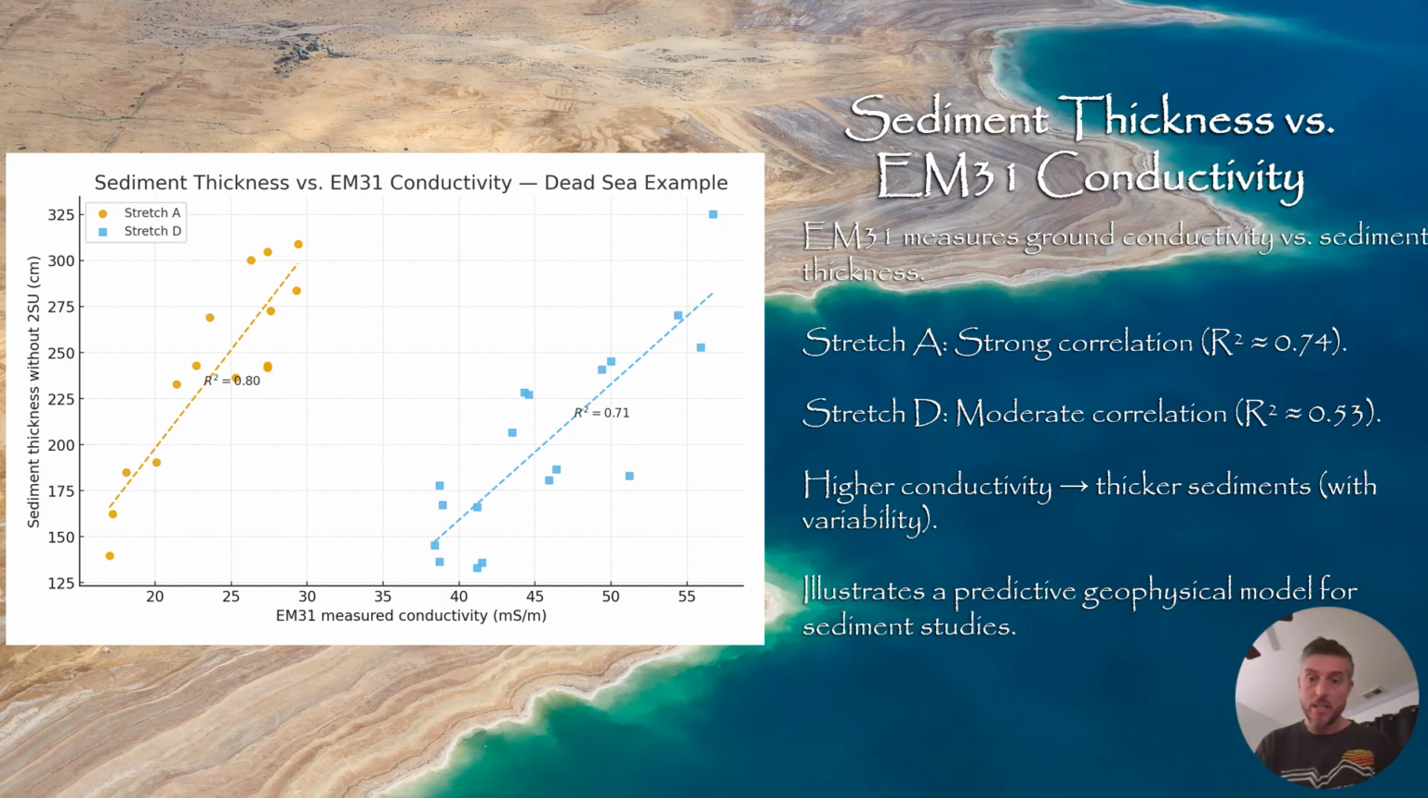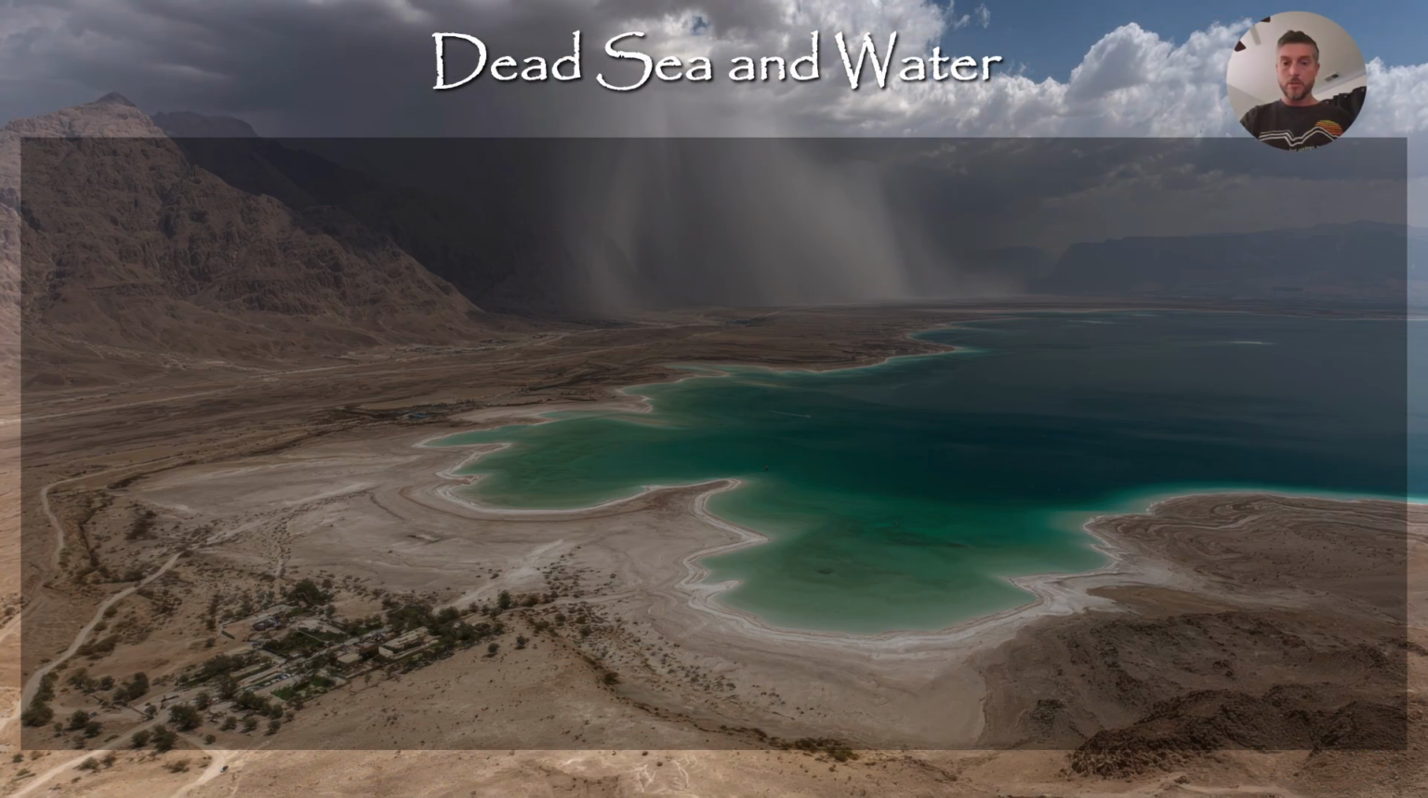Stretch A on the left has conductivity values ranging from approximately 15 to 30 and exhibits sediment thickness between 150 and 400 centimeters. So this strong correlation suggests that conductivity is a reliable predictor of sediment thickness in this area. Stretch D on the right spans a 35 to 60 mS/m conductivity range, with sediment thickness ranging from about 80 to 300 centimeters. The weaker correlation indicates that while conductivity still relates to thickness, other local factors such as lithology, hydrology, or depositional environment also influence the results.